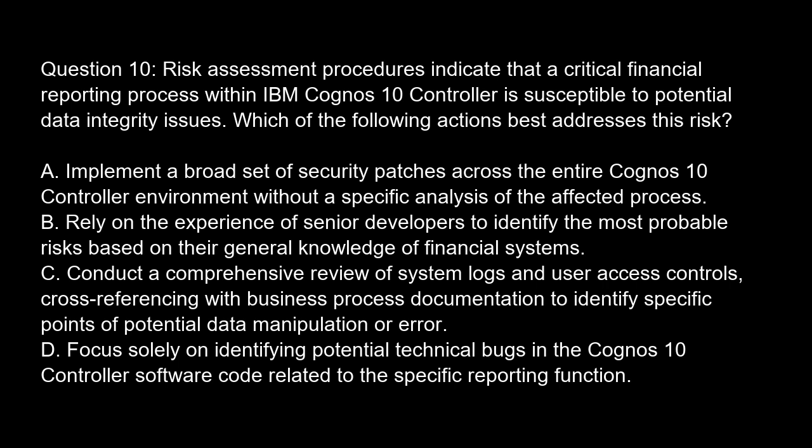Option A. Implement a broad set of security patches across the entire Cognos 10 Controller environment without a specific analysis of the affected process. Option B. Rely on the experience of senior developers to identify the most probable risks based on their general knowledge of financial systems. Option C. Conduct a comprehensive review of system logs and user access controls, cross-referencing with business process documentation to identify specific points of potential data manipulation or error. Option D. Focus solely on identifying potential technical bugs in the Cognos 10 Controller software code related to the specific reporting function.